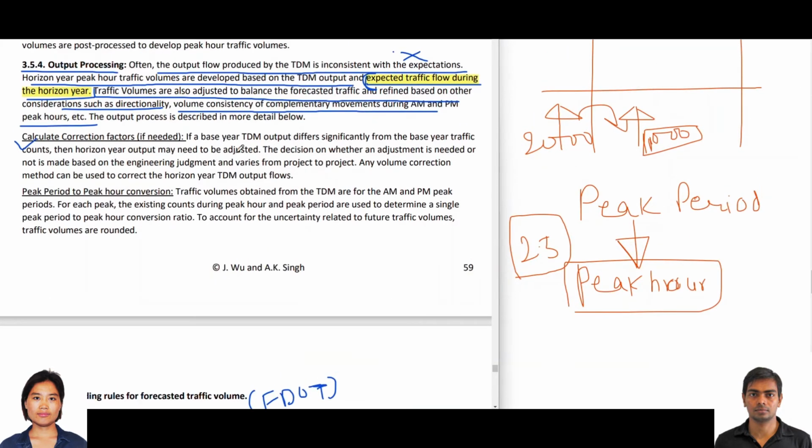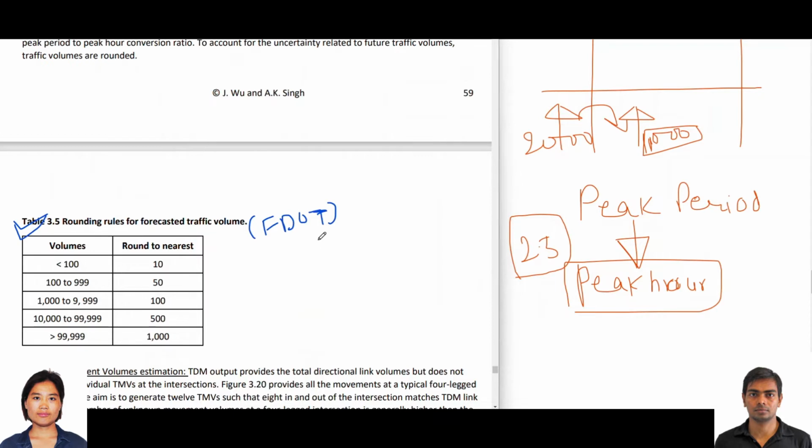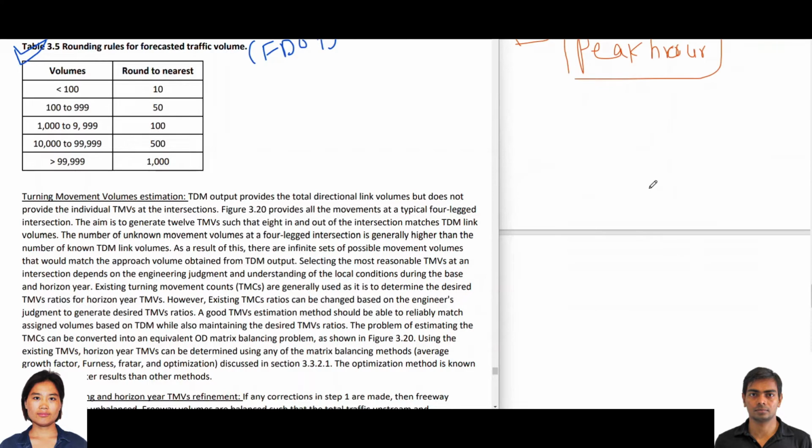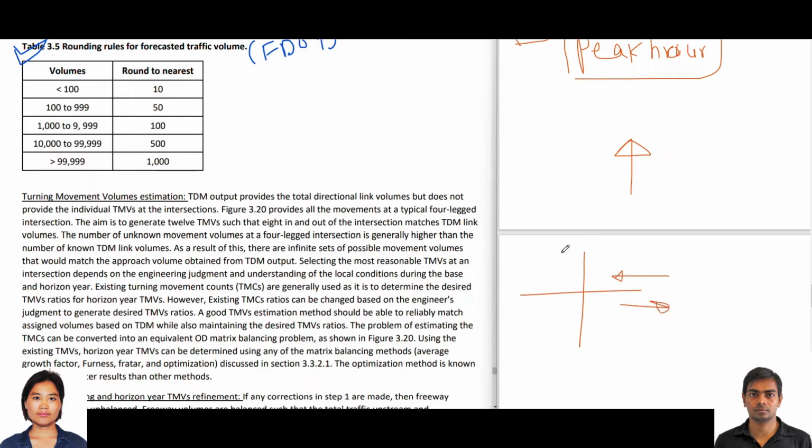So first we try to see whether the adjustments are needed on a link by link basis, and then we convert the peak period to peak hour, and then we round it up, and then we do something called turning movement volume estimation. In previous videos, I mentioned that the TDM output usually gives the link volume. So at an intersection, we will know how much volume is entering and how much is exiting: how much volume is entering in the southbound direction, how much is exiting in the northbound direction. Similarly, entering northbound, exiting southbound, entering eastbound, and exiting westbound. So we know all these volumes.